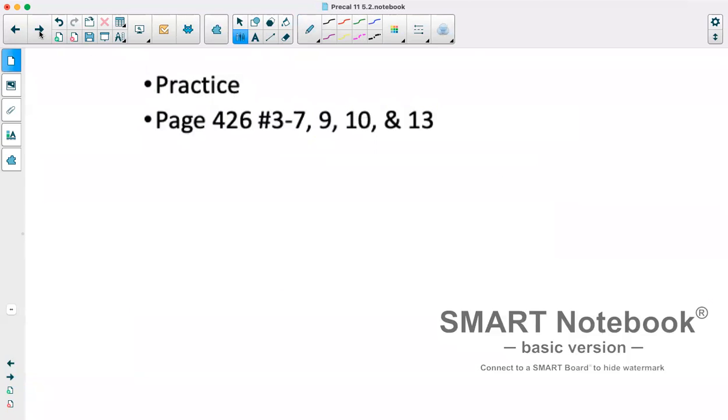Okay, so practice for this section starts on page 426, is numbers 3 to 7, 9, 10, and 13.